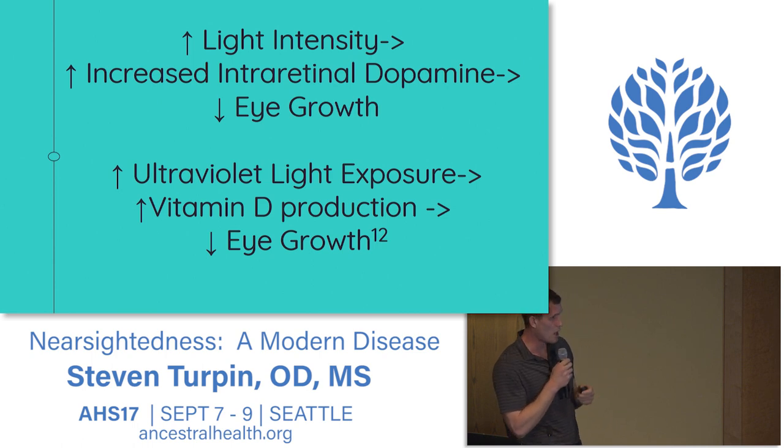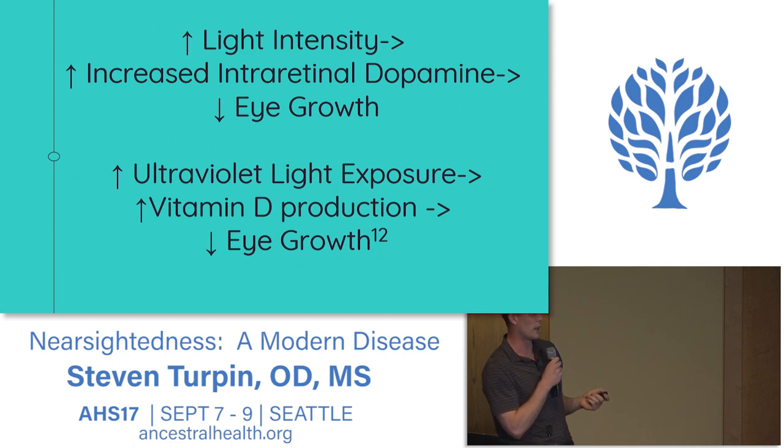And we see that folks with lower degrees of myopia or no myopia at all tend to have much more intraretinal dopamine during that diurnal curve. And those who don't have spikes at times when we typically would not see a spike in that intraretinal dopamine. So getting the right amount of light and getting it at the right time is super important.